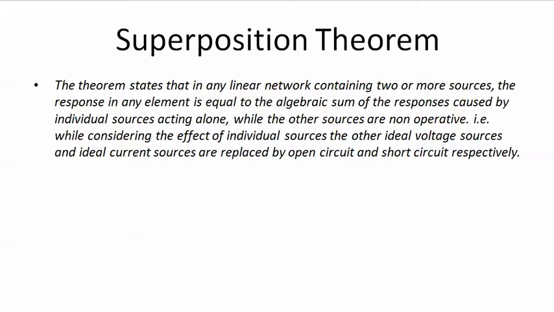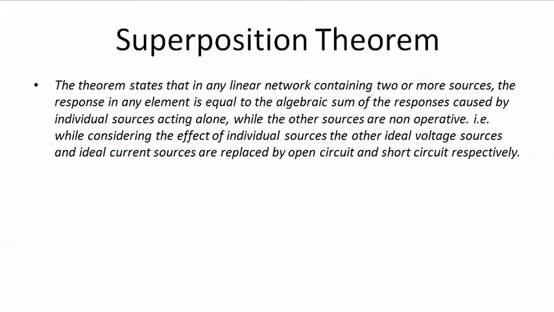That is, if you have two sources, say one voltage source and one current source, and you take the response in any element, say a resistor, the current through that resistor due to the voltage source alone and the current source alone, if you take the algebraic sum, you will get the actual current flowing through that resistor. While considering the effect of individual sources, the other ideal voltage sources and ideal current sources are replaced by short circuit and open circuit respectively.